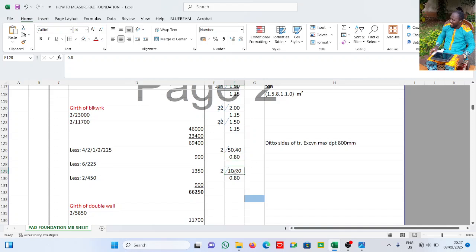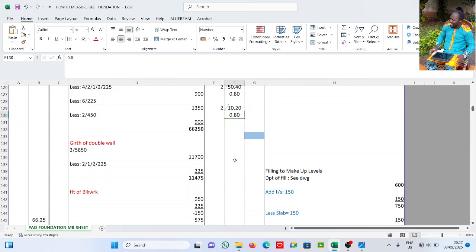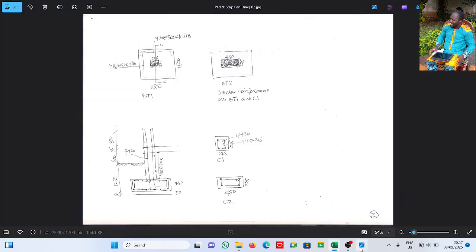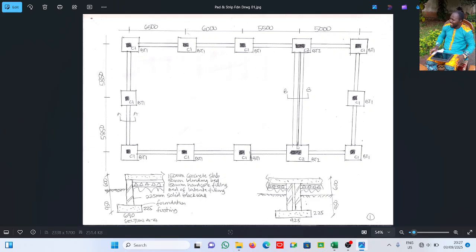All right, so we move ahead now to filling to make up levels. Now, what do you mean by filling to make up levels? If you come here, you see this entire space here, and this entire space here. I need to fill it to a particular level. Maybe I need to put hardcore or imported laterite. If the sand I excavated is good enough for filling, I can use it. If not, I can't use it. I will have to import. That's why you talk about imported filling.